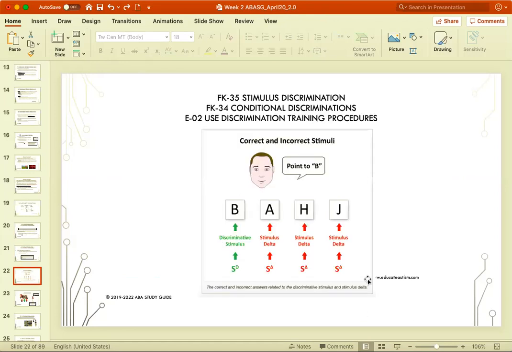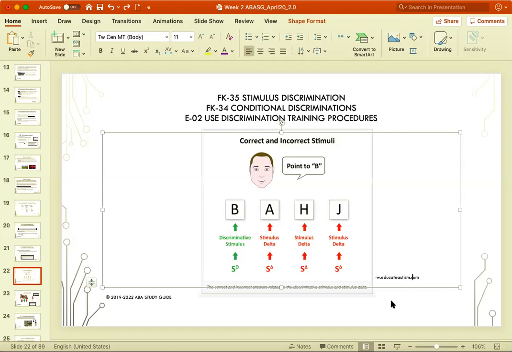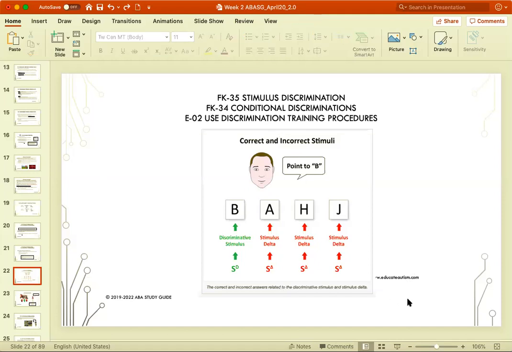This is from educateautism.com. I like this website a lot. It has a great explanation on discrimination learning, conditional discrimination, and discrimination training procedures. The basic idea is that if I am trying to get a learner to point to B, the discriminative stimulus point to B is your SD. Everything else is an S delta. In the presence of me saying point to B, when you point to B, reinforcement is delivered. Therefore, in the presence of that stimulus, you are going to point to B.